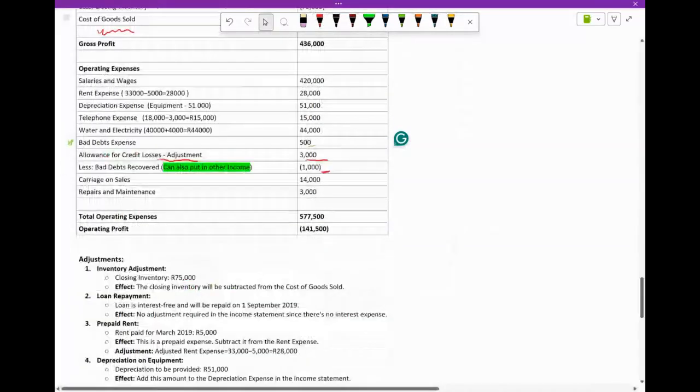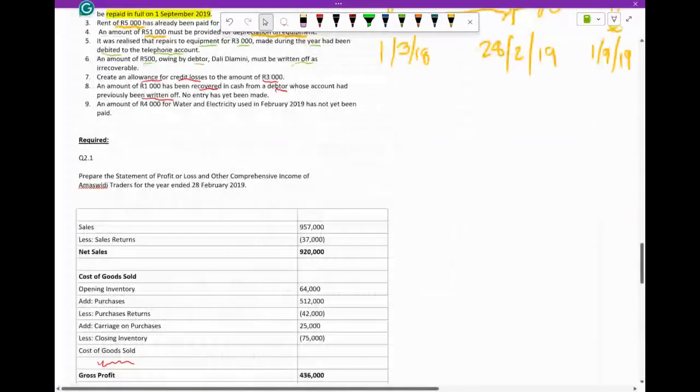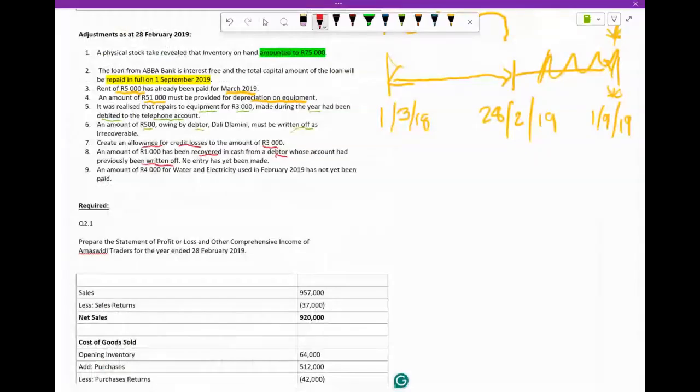Right. So I need to go up to see this last adjustment. An amount of 4,000 for water and electricity used in February 2019 has yet to be paid. So what is that? We have water and electricity that hasn't yet been paid for February, which falls within our financial year. It's an expense. What type of expense?